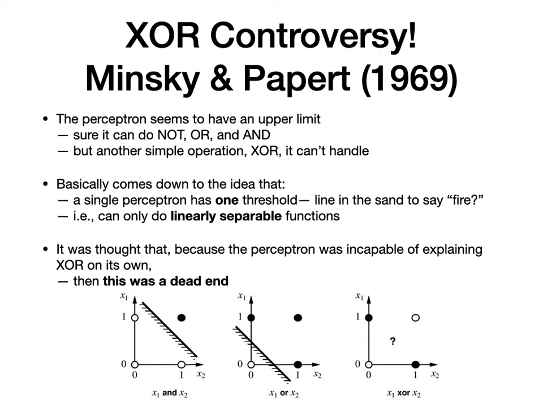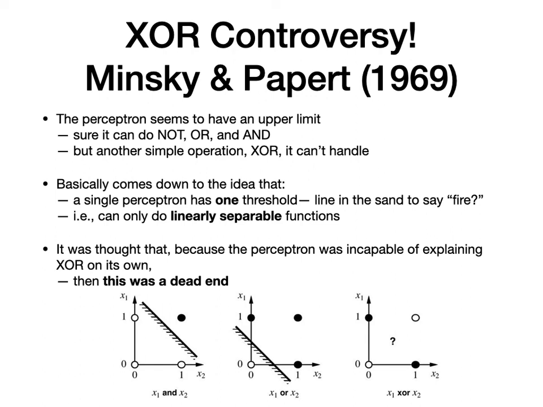So the point being that the thought at this time was that because the perceptron was incapable of explaining XOR on its own, this whole line of thinking was a dead end. This is not an interesting way to model neurons. It's not really going to be powerful. This seems like an issue.